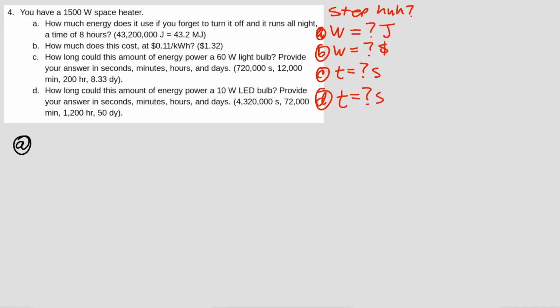The way I would recommend doing this is just look at the footer of the page and copy the formula you're going to use. So the formula we're going to use is power equals work over time. We're going to rearrange that a little bit because we're solving for work. That's going to give us work is equal to power times time. So we know the power. The power is 1,500 watts. And the time is 8 hours.